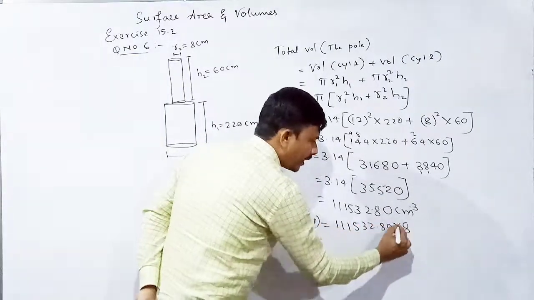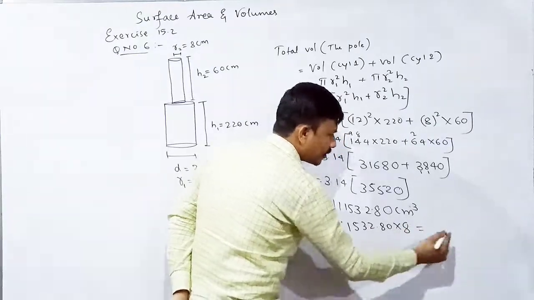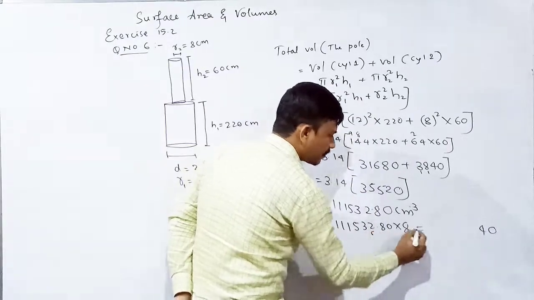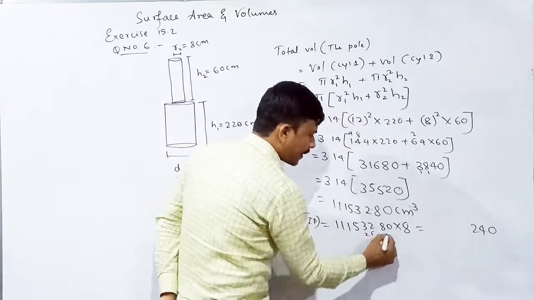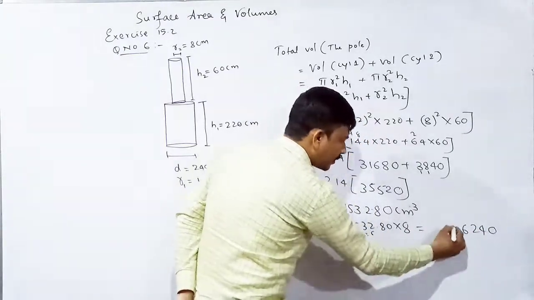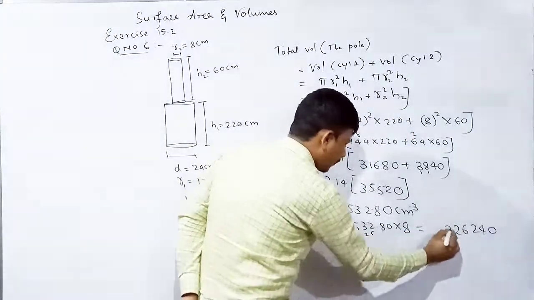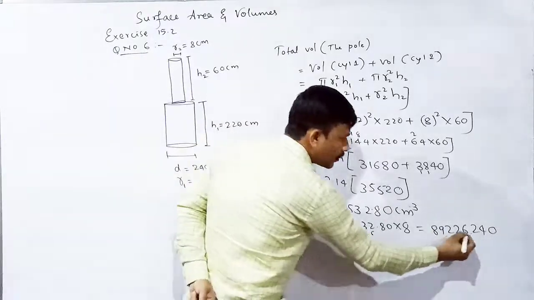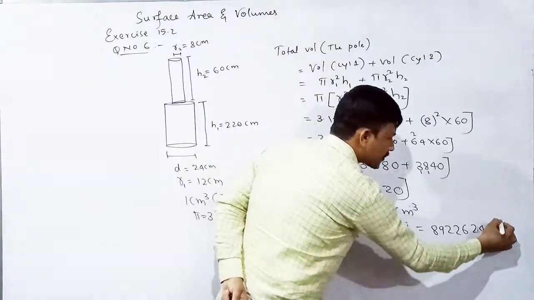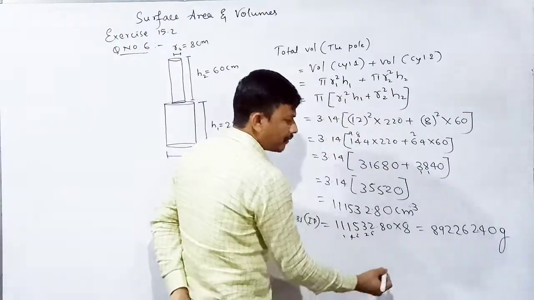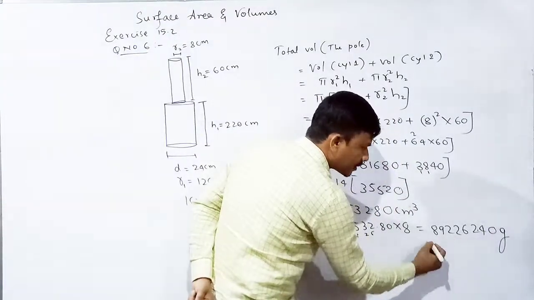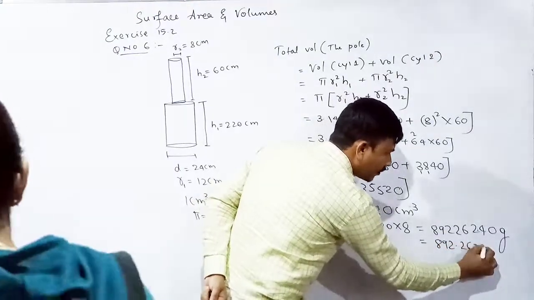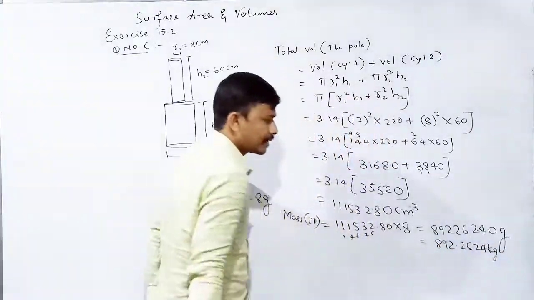This is equal to multiplying 0, 8 zeros are 0, 8 8s are 64, carry 6, 8 2s are 16 plus 2 22, 2 26, 2 42, 4 12, 1 9, 8, 892. Okay, this is in grams. We need to convert into kg. For that we need to divide by 1000. This is nothing but what? 892.2624 kg is the answer.